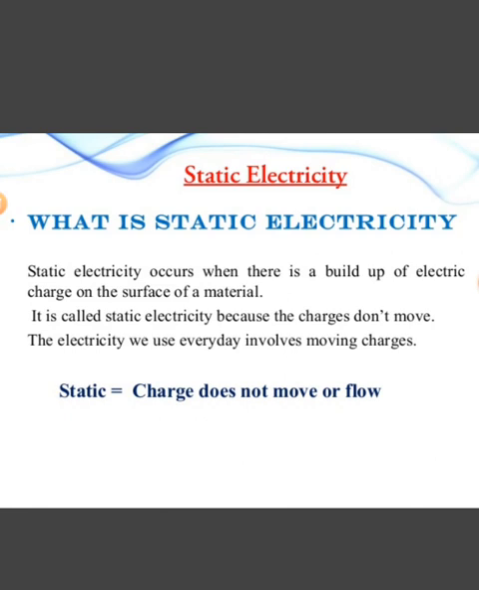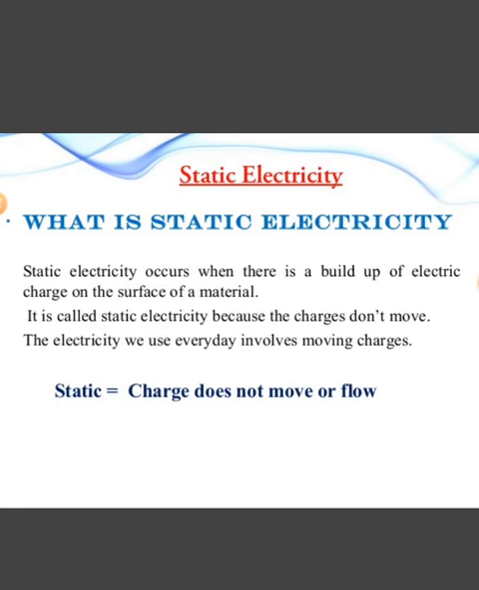That is the one we use at home to power our electronics, and that flows through the wires, through the cables. They are called current electricity. They flow, they move. But when we talk about static electricity, it is made up of charges that do not move or flow.